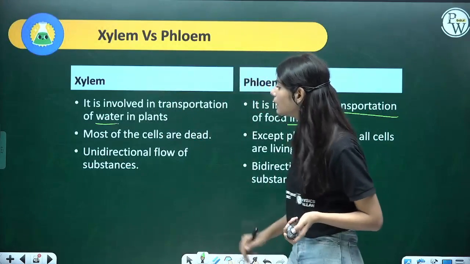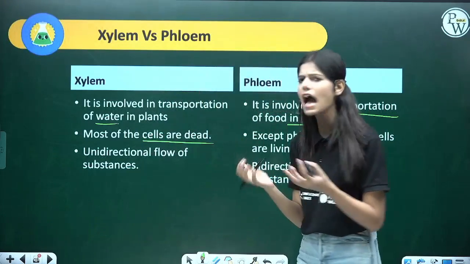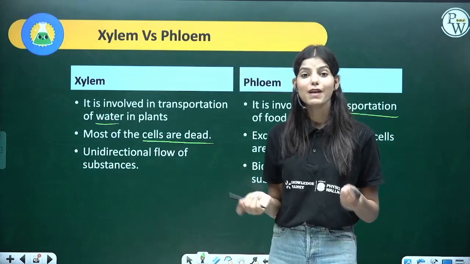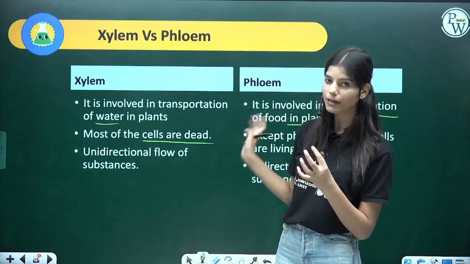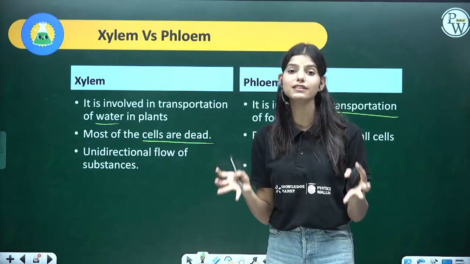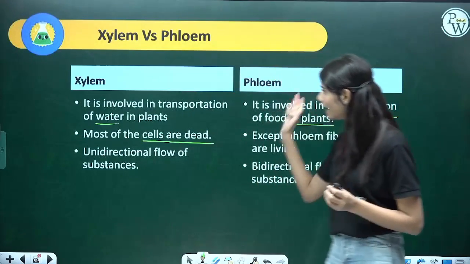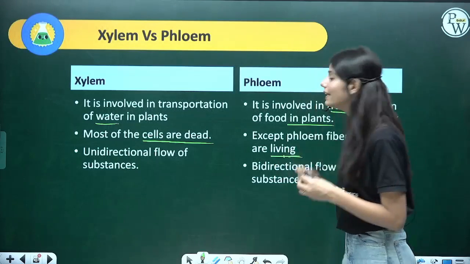Talking about the xylem, most of the cells are actually dead. Why? Because xylem requires more support than in case of phloem. So xylem requires more support and most of the cells are dead. But in case of phloem, most of the cells are actually living.